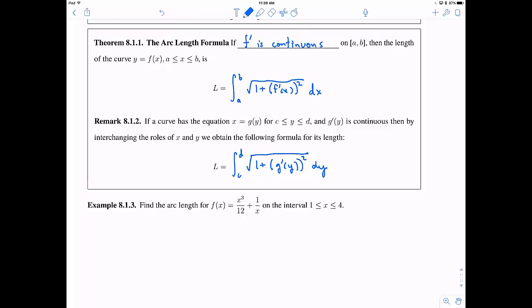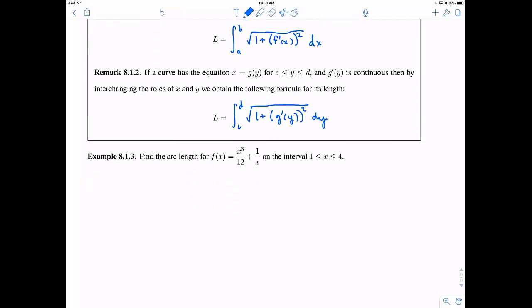Okay, so let's assume that this is the correct formula. We will explain later why that is the case, but let's use this to figure out the arc length of this function, x cubed over 12 plus 1 over x, in the interval from 1 to 4. So, according to the formula above, I need the definite integral from 1 to 4 of the square root of 1 plus the derivative squared dx.